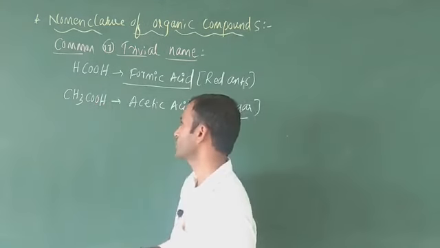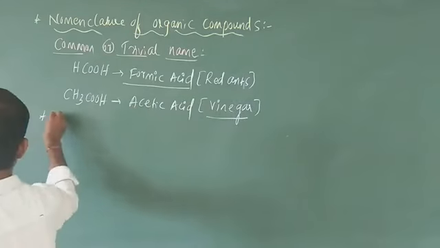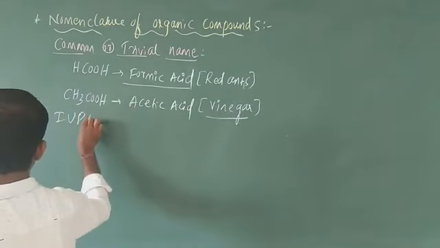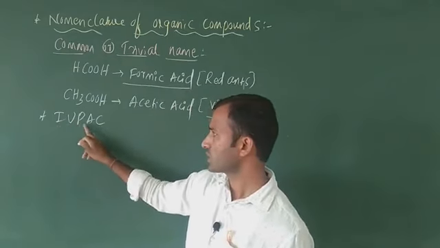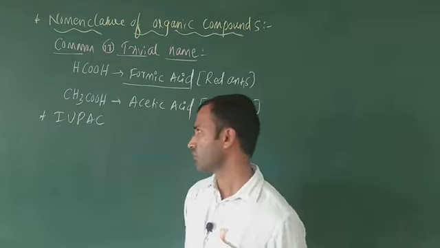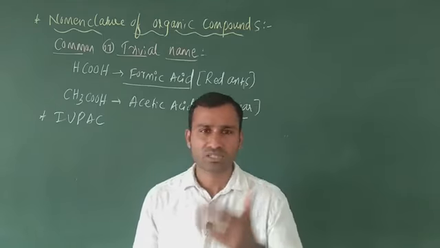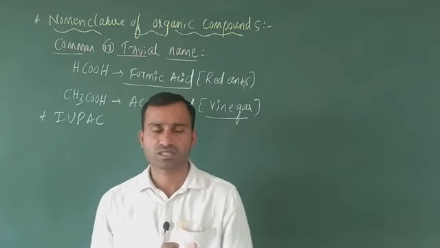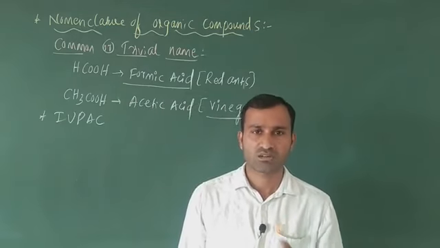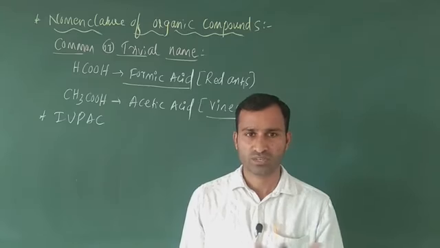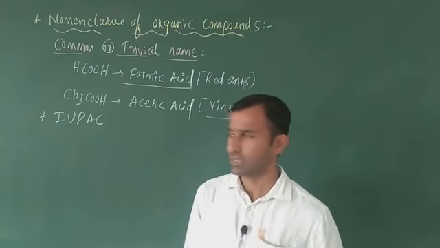The next important point is IUPAC nomenclature. IUPAC is the long form of International Union of Pure and Applied Chemistry. In IUPAC nomenclature, there are three parts. The first part is the root word or word root. The second is the suffix. The third is the prefix. These three points are most important for finding the IUPAC nomenclature.